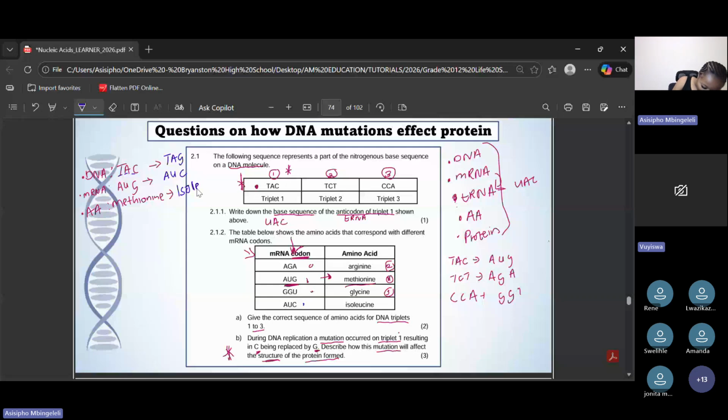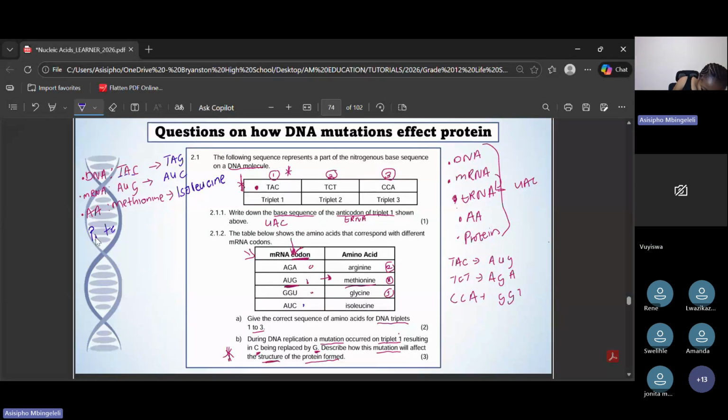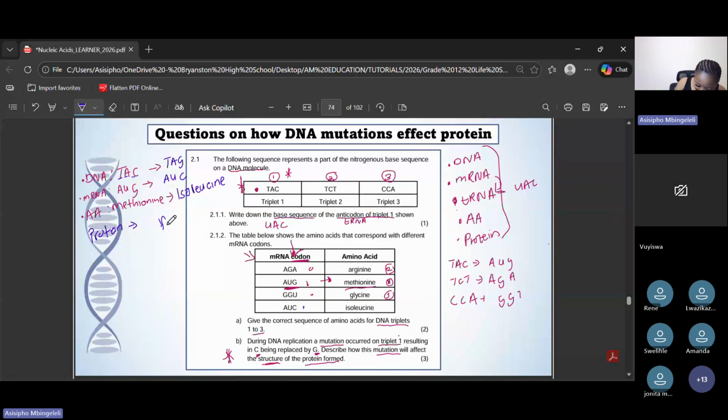I then need you guys to tell me, is the protein that is going to be formed now, will it be the same protein or will it be a different protein? Please tell me. It would be different. Thank you so much. A different protein is going to be formed. This is an application question. Now, how do you phrase it?